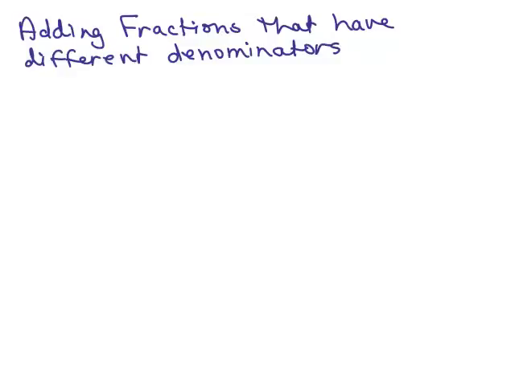In this video, I'm going to go over how to add fractions that have different denominators. All right, let's just go back to the basics. What if I said you've got 2 cats plus 5 dogs? Basically, you can't combine those and say you've got 7 cat dogs, etc.